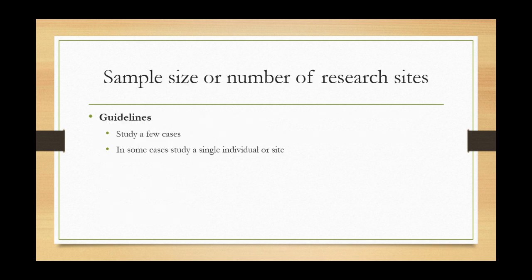Now let's talk about the sample size, or the number of research sites that we can use. Speaking of sample size or number of research sites, this means the number of people and the number of sites that can be sampled to be used in the research. The sampled sites and sampled people vary from one qualitative study to the next, but there are some guidelines that we should follow as we select the sample size.